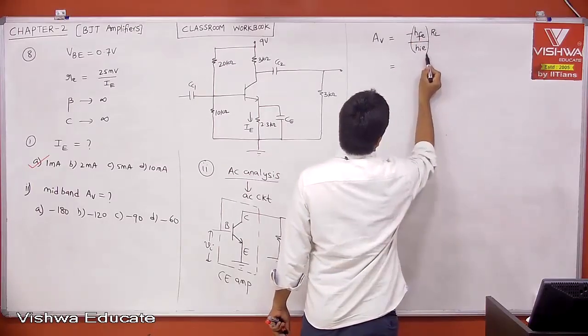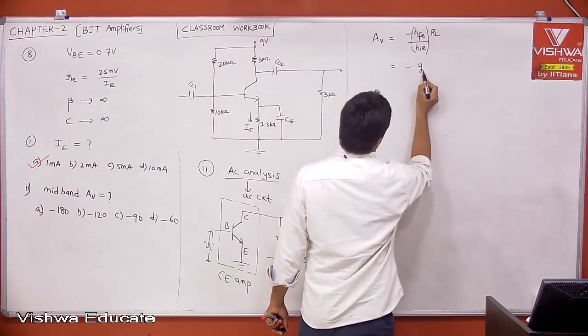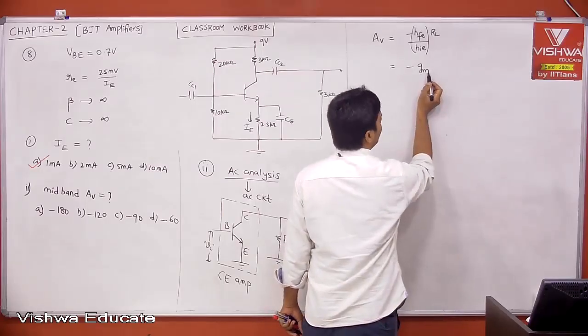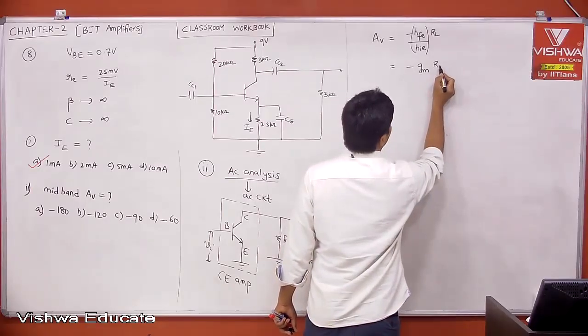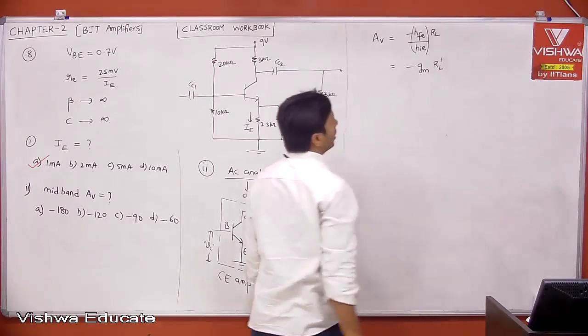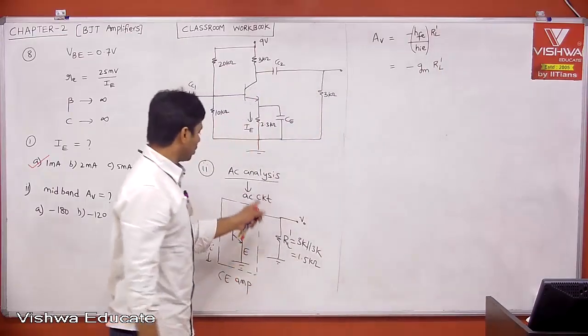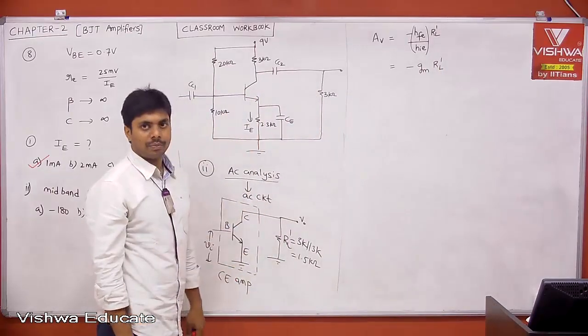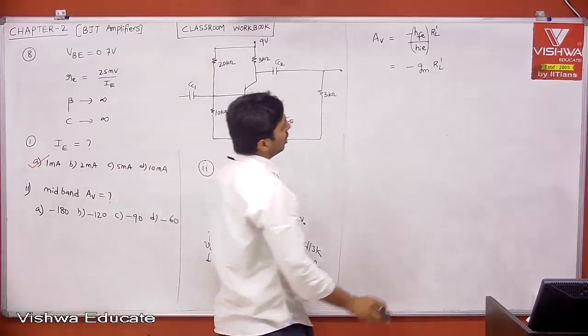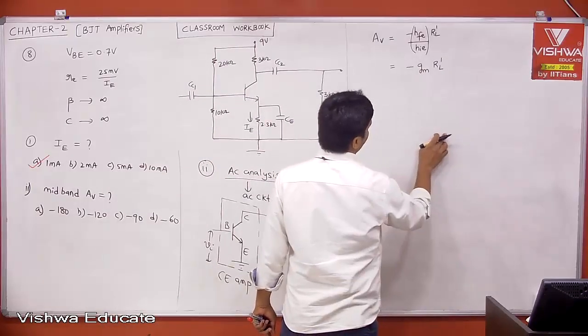HFE divided by HIE. Can I write it as GM, right? If you consider the hybrid pi model. Therefore, minus GM into the effective load, what you have? Let us say RL dash. Therefore, now it is RL dash, because the effective load to your transistor is what your load is. Okay?